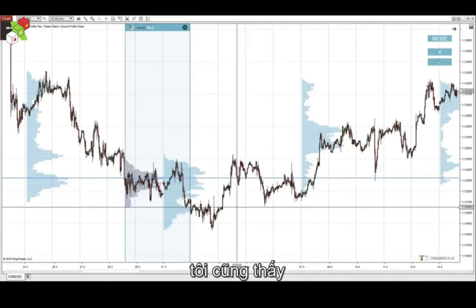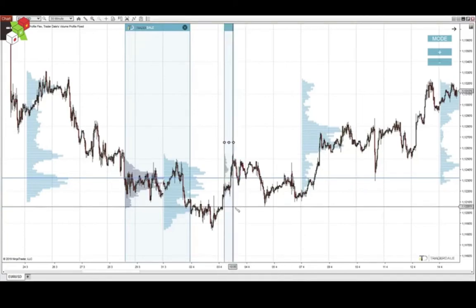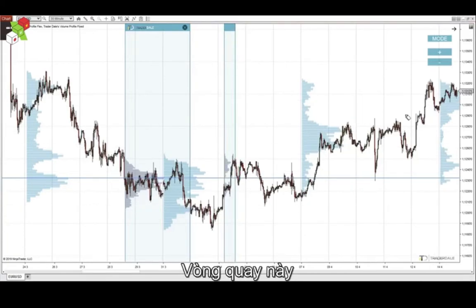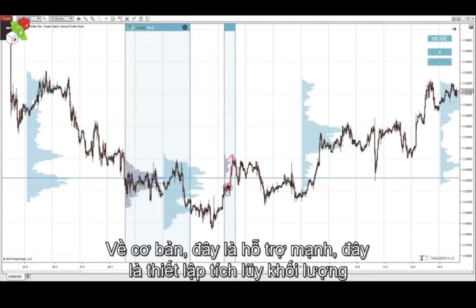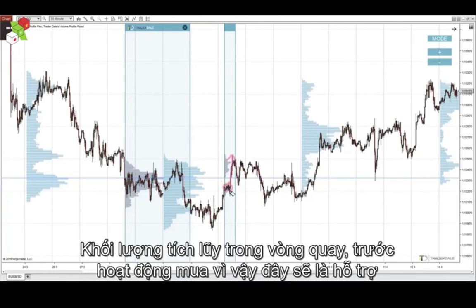What also caught my eye is this rotation before this buying activity. Basically, this means strong support. This is volume accumulation setup, alright? Volumes accumulated within a rotation before start of buying activity.